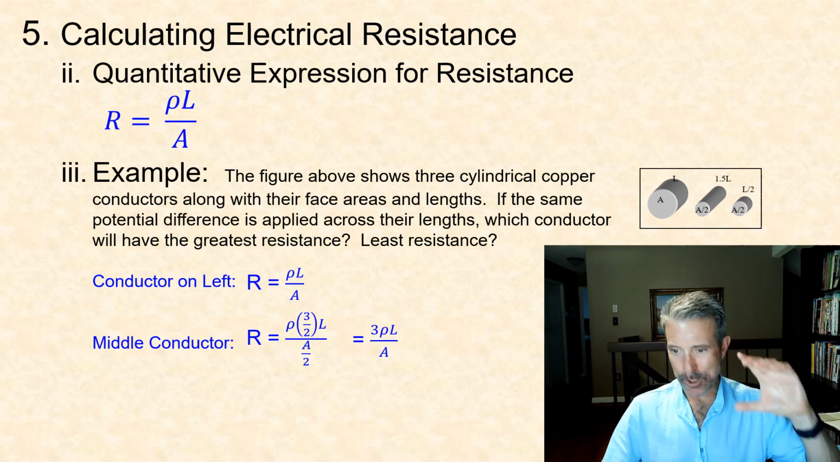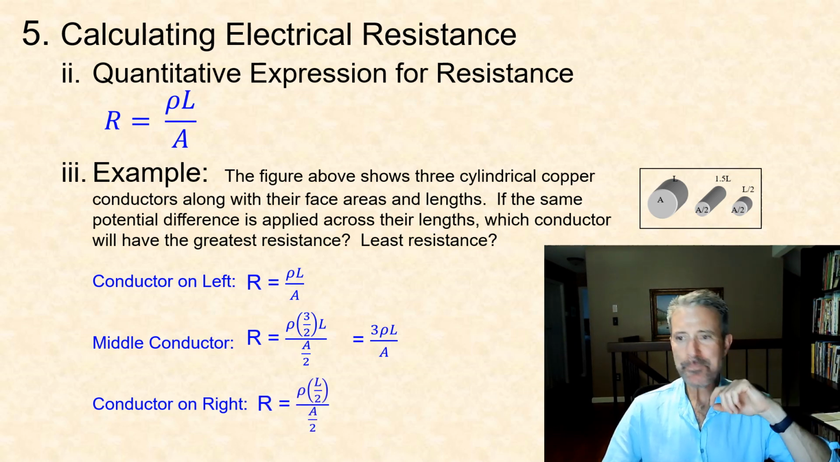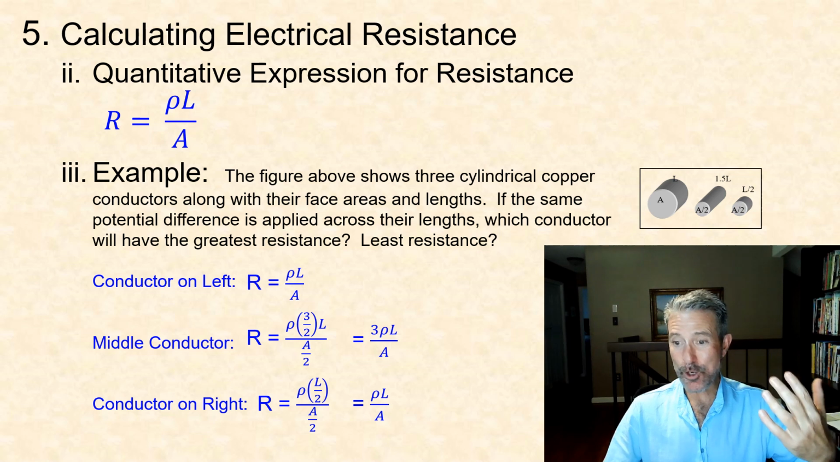Why? Well, it's longer, increased length means increased resistance, and it's thinner. Smaller cross-sectional area also increases the resistance. The conductor on the end, the right-hand conductor, when we plug our values in there, same value for resistivity, half the length, half the cross-sectional area. You see there that we get exactly the same resistance for that conductor. So even though it's only half as long, which would decrease the resistance, it also has half the cross-sectional area, which would increase the resistance in the same ratio.